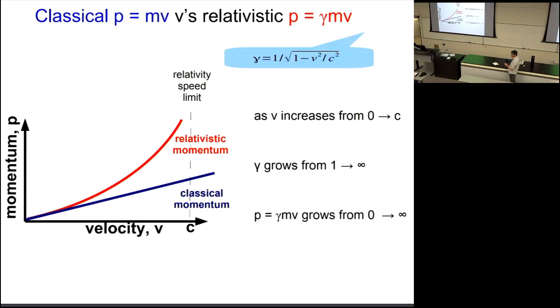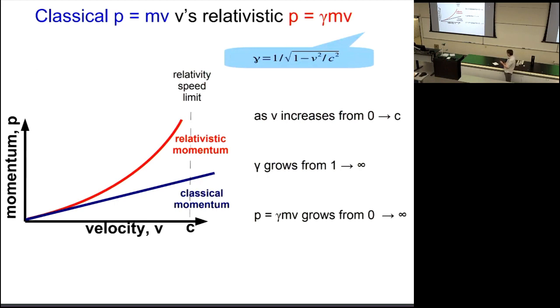Over here on the far left, that's everyday velocities. So velocities are negligible compared to the speed of light. Over here on the far right, this is the speed of light. This is the speed limit in relativity. It's not a speed limit in classical space-time. And then the blue line is the classical momentum equation, P equals mv. And the red line is the relativistic momentum equation, P equals gamma mv.